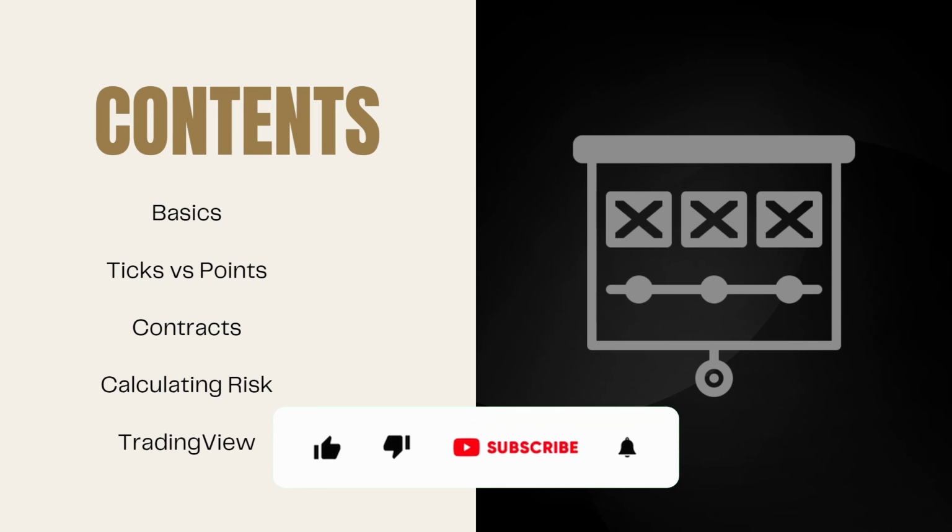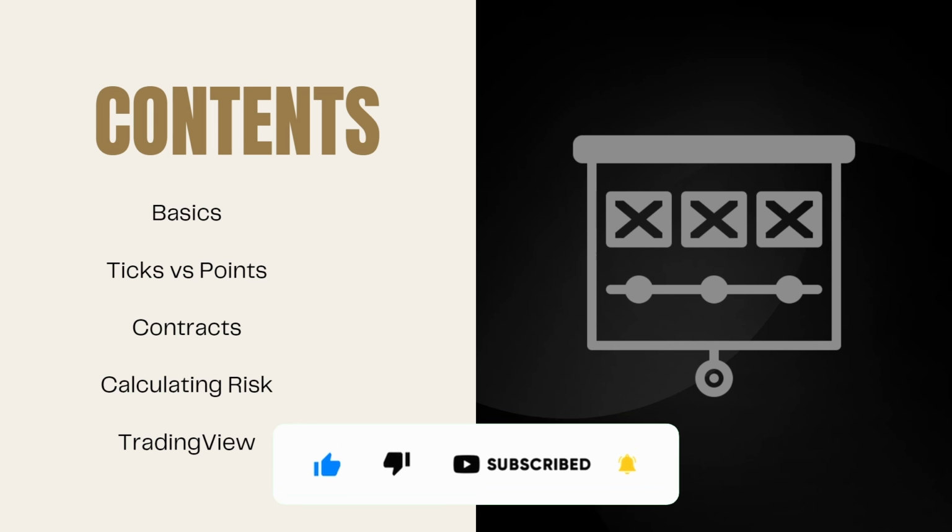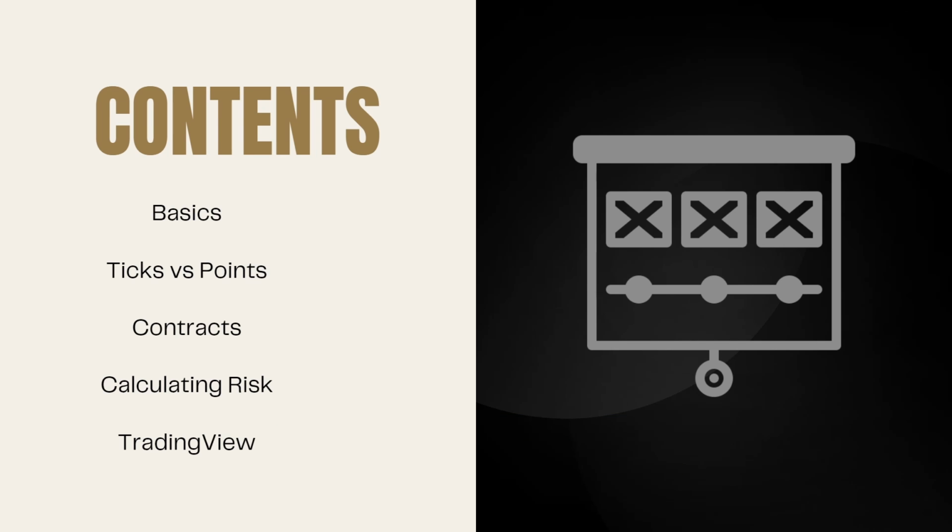So within this, we're going to be looking at a couple different things. The basics, ticks versus points. We're going to look at contracts, how to calculate risk, and then some examples using TradingView, so it makes more sense as we merge them all together. I should have the timestamps next to each of these little subsections here, so if you want to skip ahead, you can go and do that now.